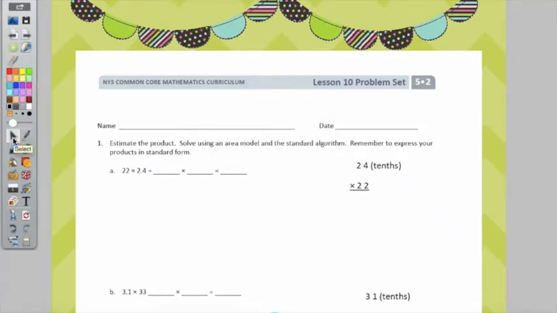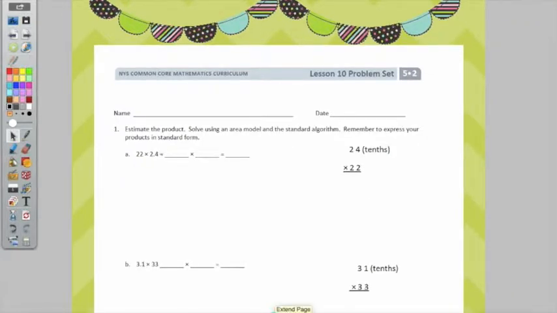The directions say estimate the product, so we'll do that first. Solve using an area model and the standard algorithm. Remember to express your products in standard form. I had several kids just completely skip that last thing. They did all the math, they did it all right, but they forgot that we're writing the word tenths beside our answer, and then equals, and then writing the answer in standard form, okay? So let's try not to forget that.